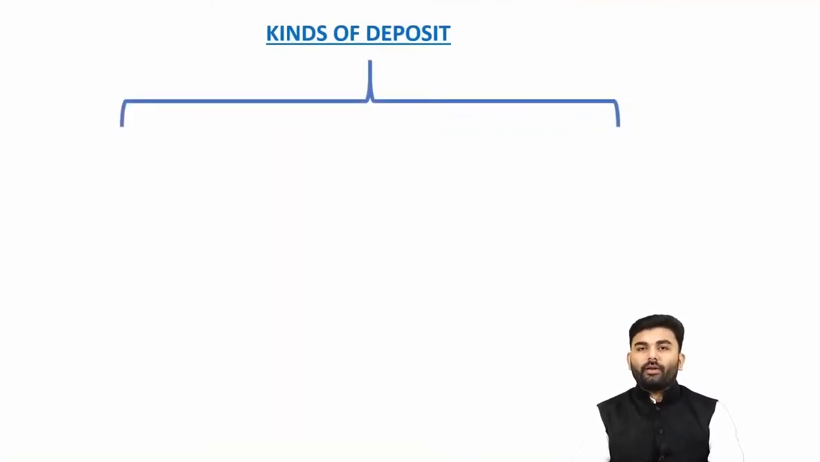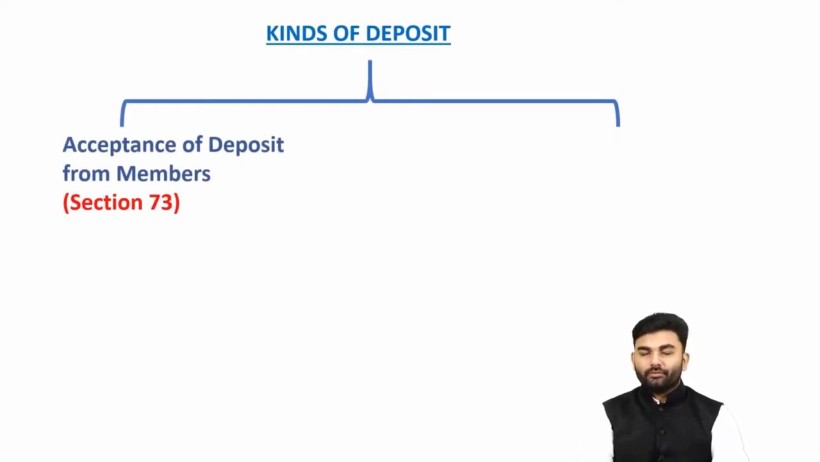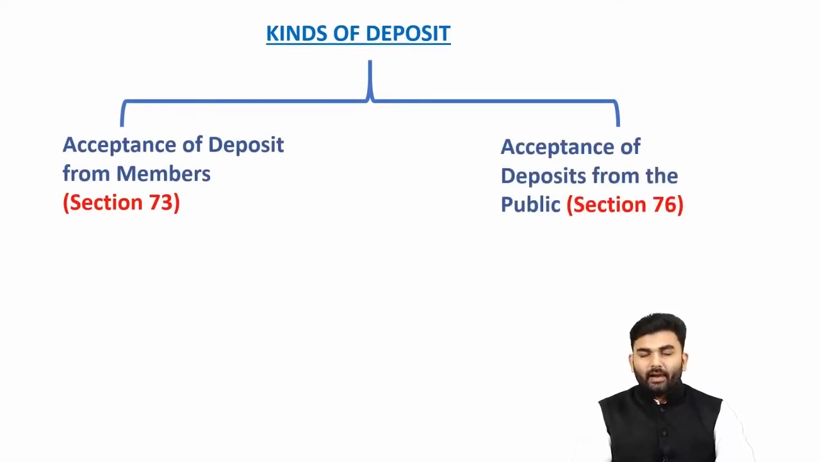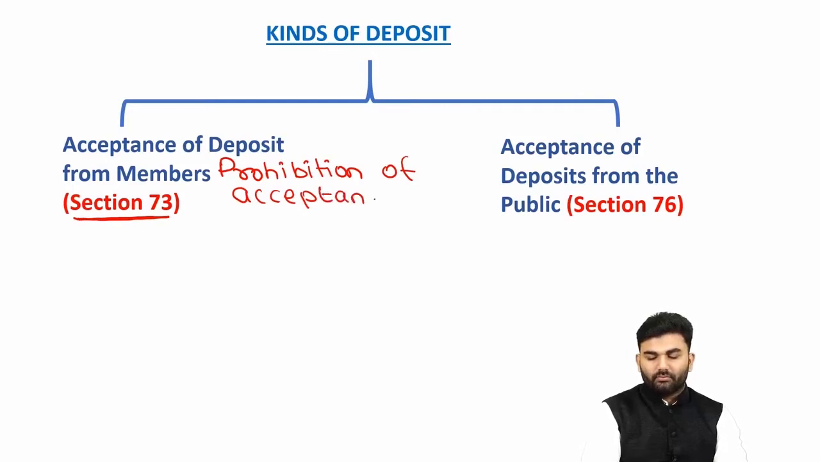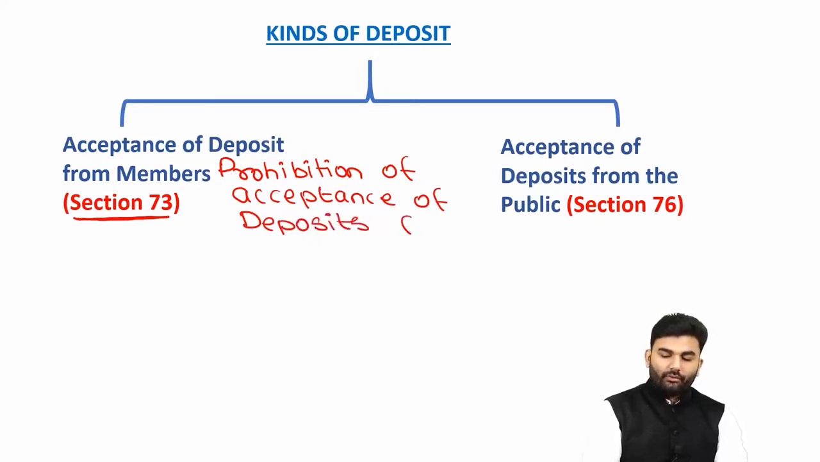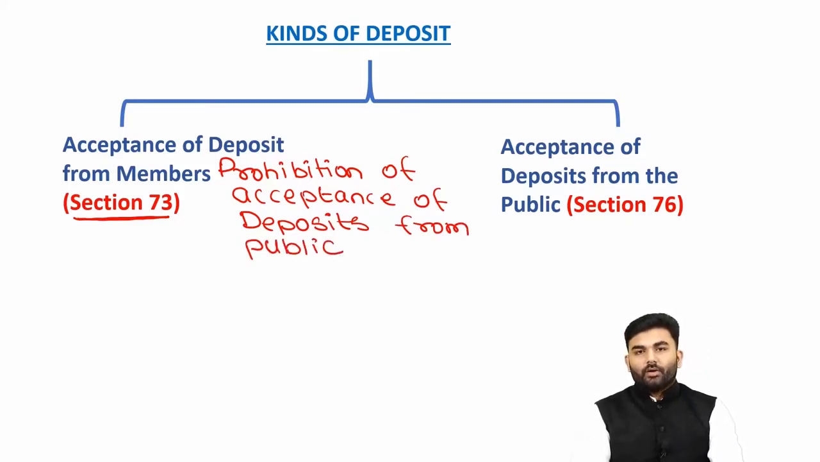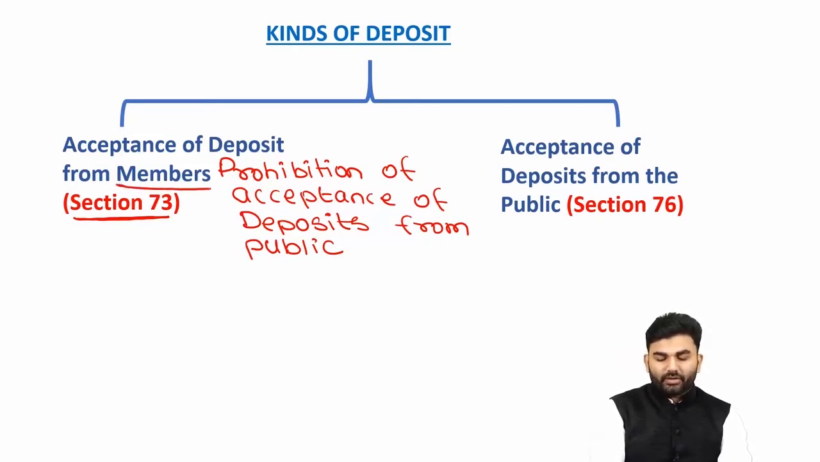Whenever we talk about deposits, there are two kinds of deposits. The very first being section number 73 and the second being section number 76. Section number 73, acceptance of deposits from members. Actually, the provision is prohibition of acceptance of deposits from public. Your company will be prohibited from accepting deposits from public, which means your company can accept deposits from members.